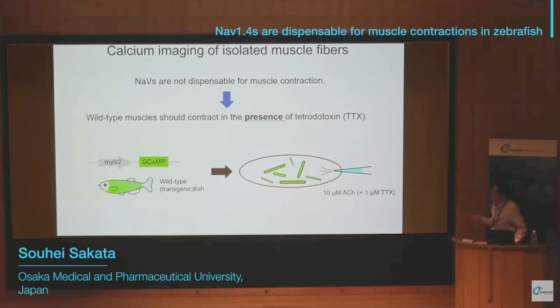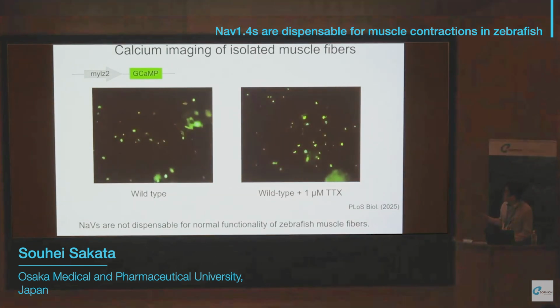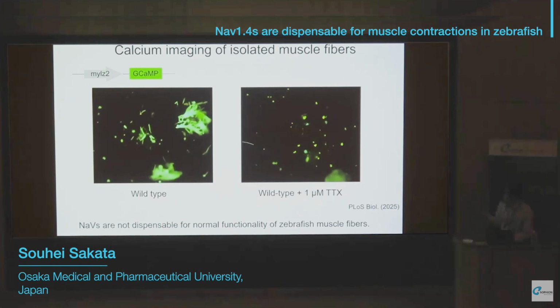And we isolated fast muscle and applied acetylcholine, and we see an increase of fluorescence. This is the result movie. We applied acetylcholine from the right side. We see a clear increase of fluorescence.